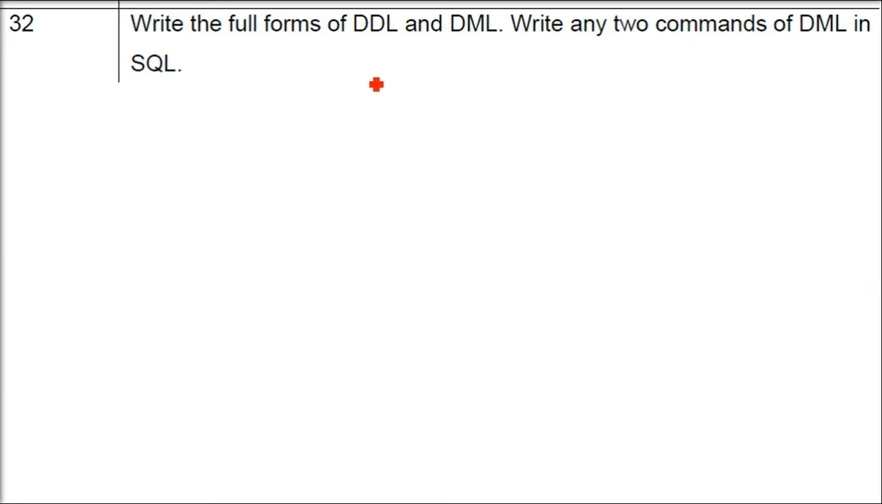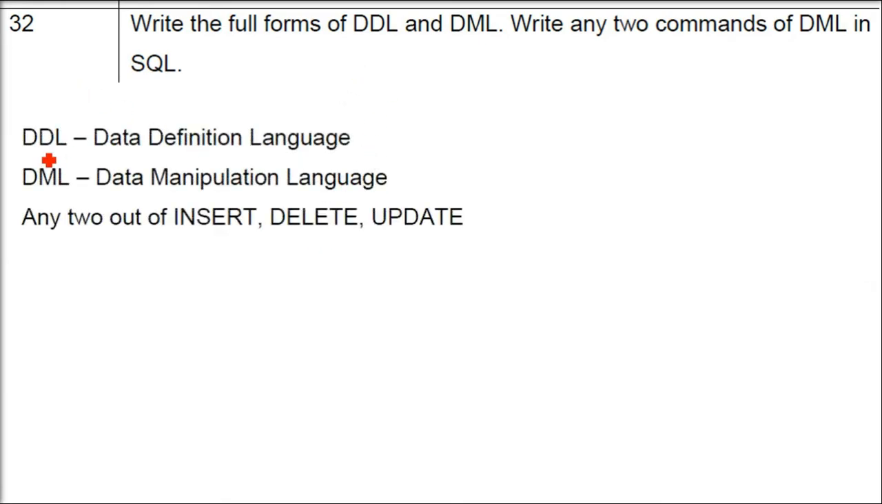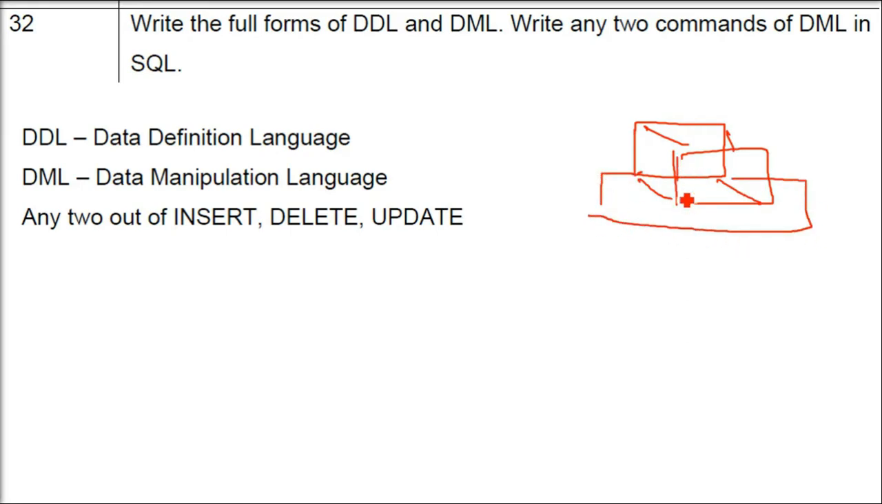Write the full forms of DDL and DML. Write any 2 commands of DML in SQL. DDL is data definition language. DML is data manipulation language. So what does it mean? First of all, whenever you make a house, what do you do? You will make a foundation. You will have a proper way where 2 pillars have to be put. Then you will make the walls. You will define the architecture. So you are making a house.